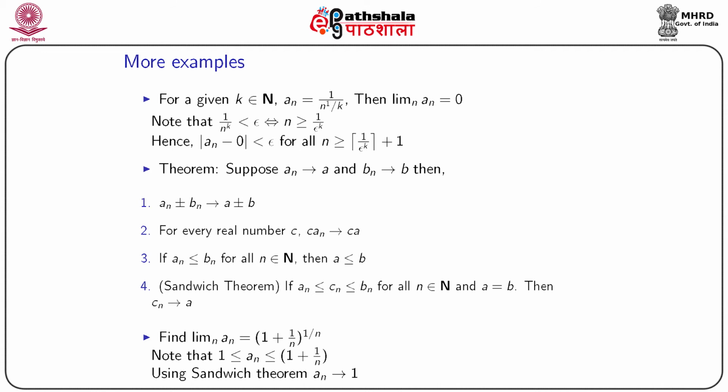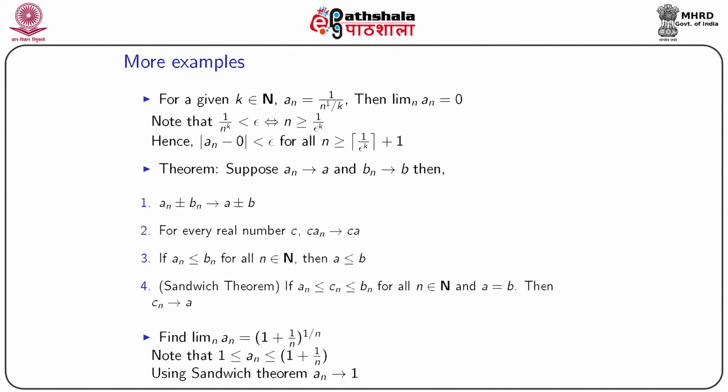What will happen if I multiply a sequence with a constant real number c, and I want to see how it converges? So the theorem says, suppose an is a convergent sequence and bn is also a convergent sequence, an converges to a, bn converges to b. Then an plus bn converges to a plus b, an minus bn converges to a minus b. For every real number c, c an converges to c a.